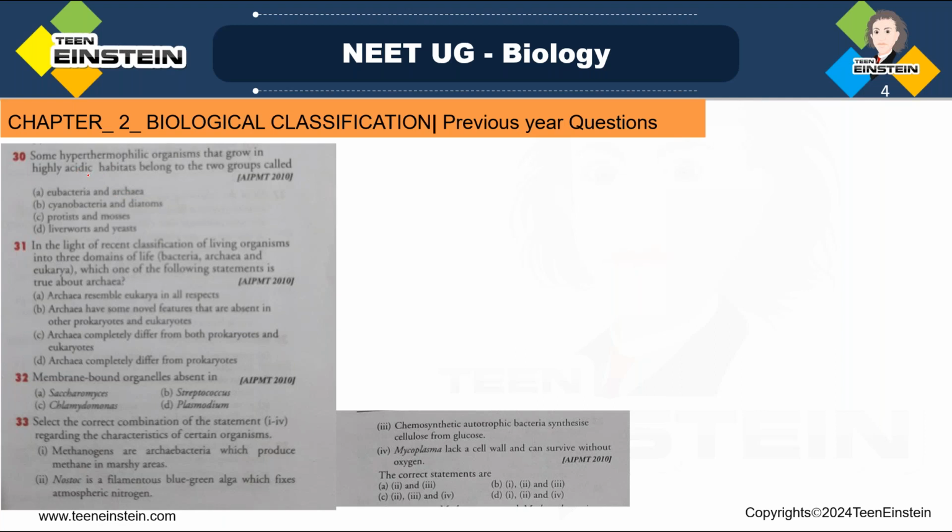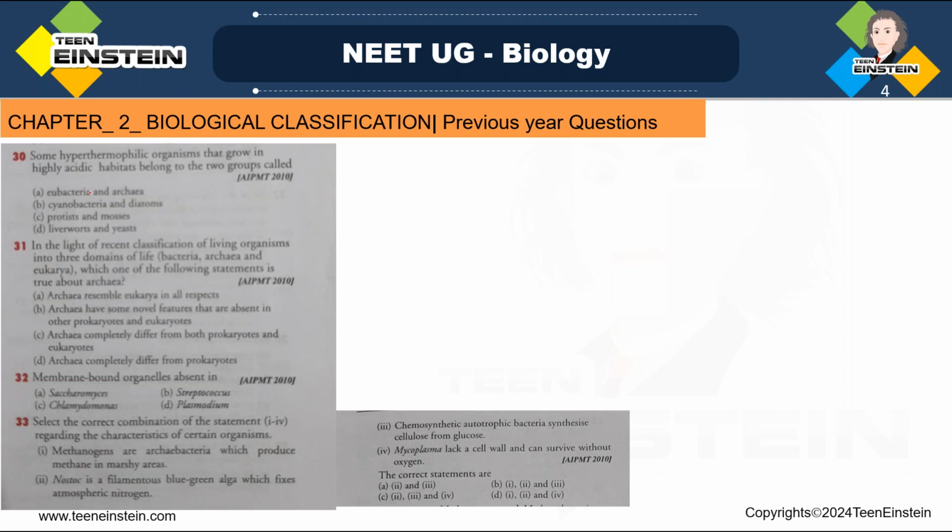See, some hyperthermophilic organisms that grow in highly acidic habitat belong to the group called, here four options are there: eubacteria and archaea. Then the second option is cyanobacteria and diatoms. Third option, protista and mosses. Fourth option, liverworts and yeast. So these are the four given options.